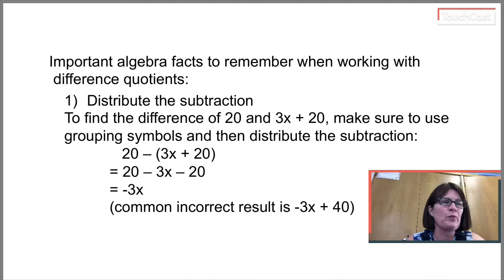It's a pretty common error to see somebody write negative 3x plus 40, because they just look here and see a 20 and a 20 and say, oh, I'm going to add them to make 40. But that's incorrect. You have to make sure you distribute that subtraction first.